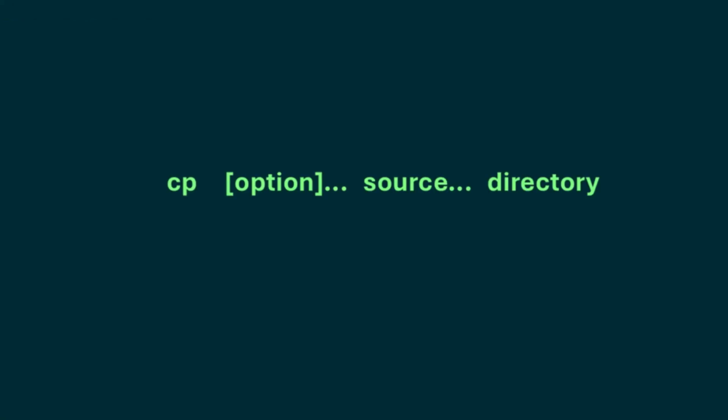Here we see the syntax of the cp command. The option argument in square brackets is optional, but the source and destination arguments are mandatory. Also, the three dots mean that we can repeat the preceding item. Notice that while you can have multiple sources, there's only one destination directory.